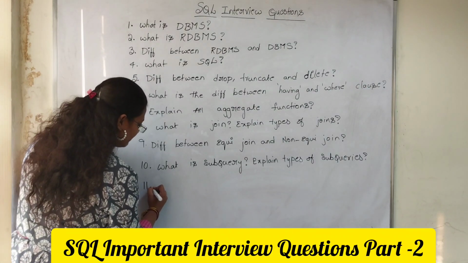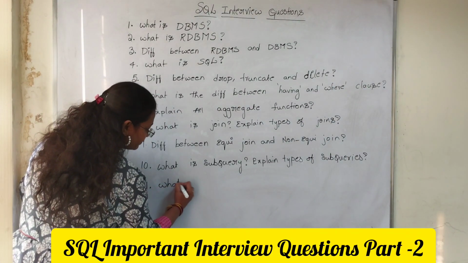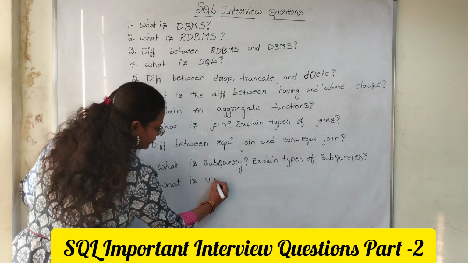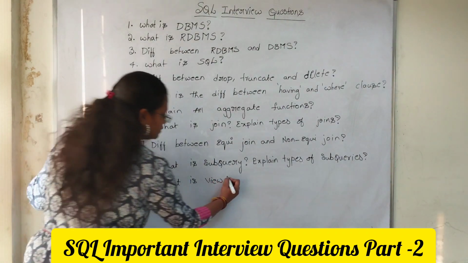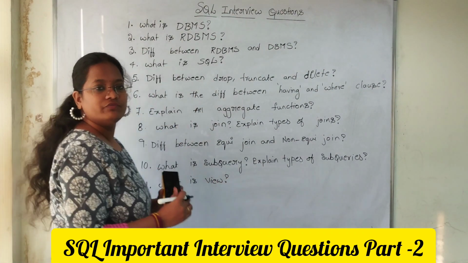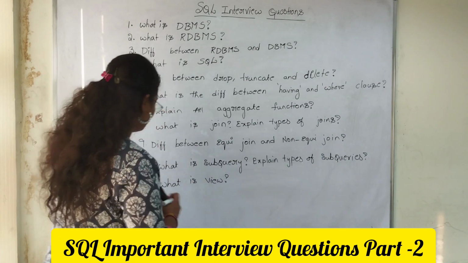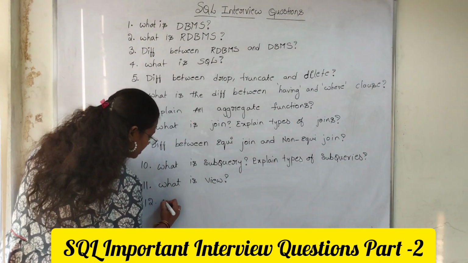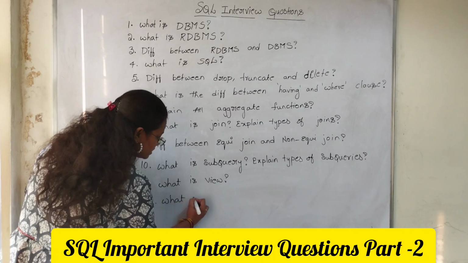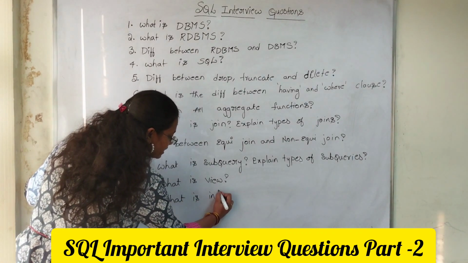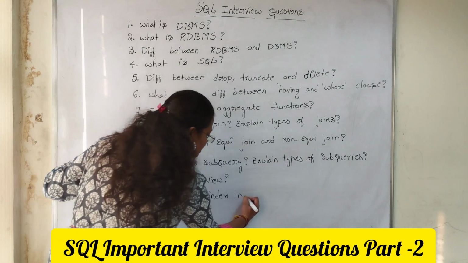To discuss the 11th one. What is a view? How can we create a view on an already existing table? Okay, and the 12th one is, what is an index? What is an index in HTML?